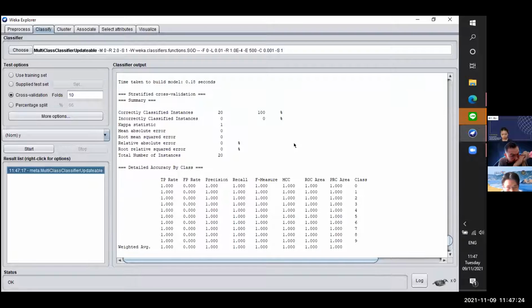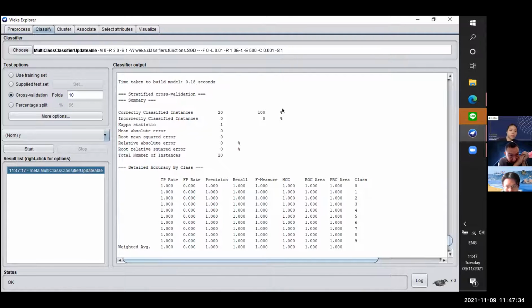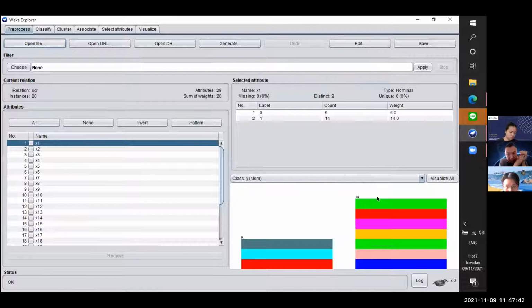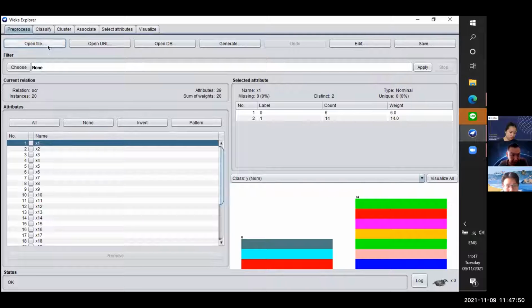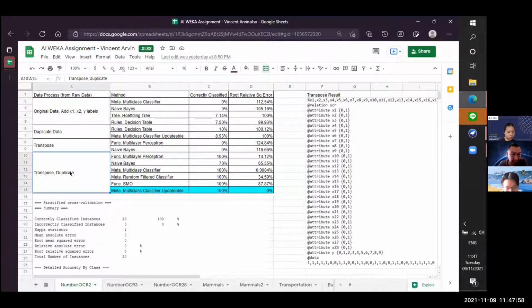OCR2, your data is only 20. That's strange. Is this the OCR2? Yeah, this one, OCR2. Oh, this is OCR28, the one that only has 2. No, it is OCR2, but I transposed it. Ah, you transposed it. Here, I transposed it and then duplicated. Oh, okay, that's why.